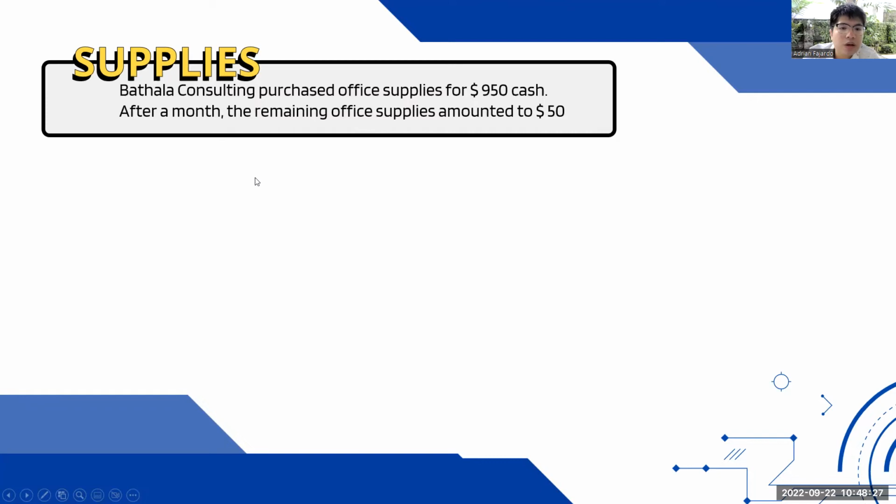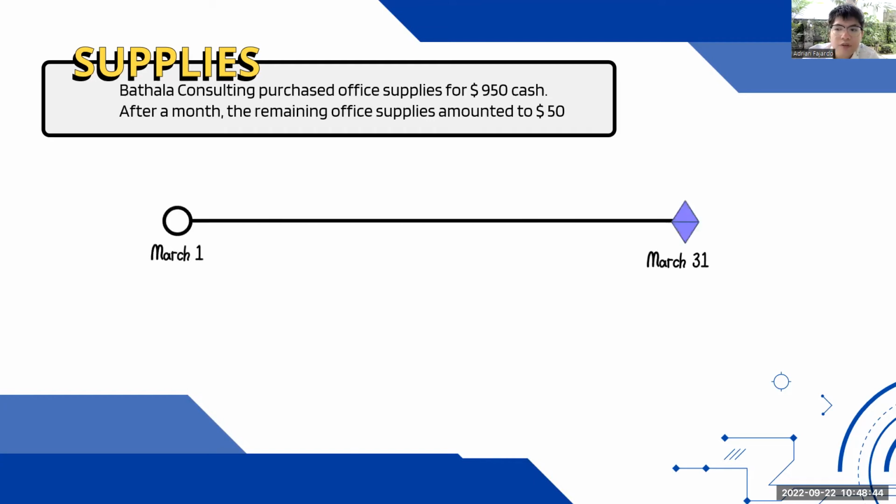Yeah. So let's look at the journal entries from a more practical standpoint, right? So first, the journal entry is, Bathala Consulting purchased office supplies for 950 cash. And then after a month, the remaining office supplies amounted to only 50, right? So if we break it down, there are 2 points, the now and the later. On March 1, you paid 950 cash to get 950 worth of supplies, right? But fast forward after a month, of course you use them, right?